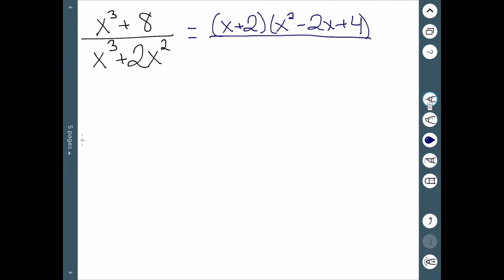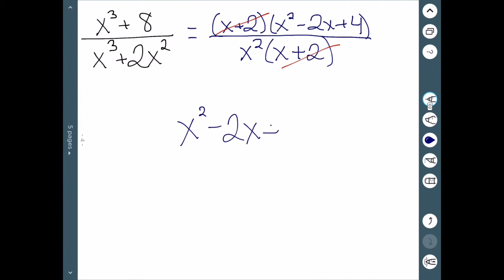On the denominator, the first step with factoring is to always see if they have anything in common. Here they have an x squared in common, so I'm left with an x plus 2. Now I can see that there's an x plus 2 on the top and the bottom that will cancel. This means I'm left with x squared minus 2x plus 4 over x squared. Make sure you do not cancel those x squareds. You cannot cancel over addition or subtraction. You can only cancel if you're multiplying things, which we're not doing here.